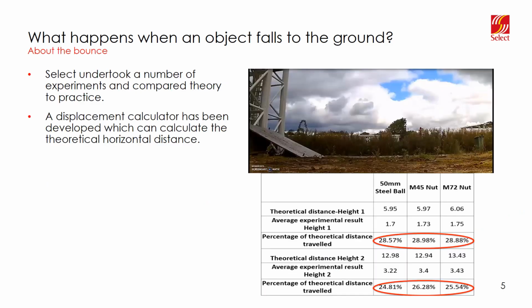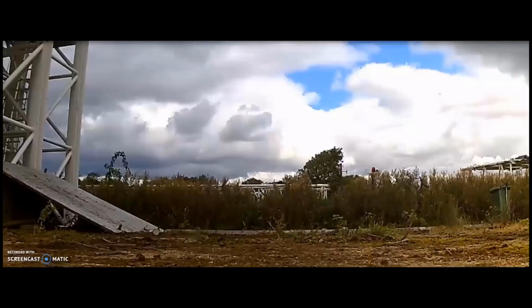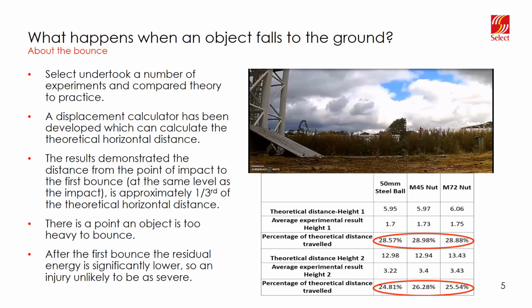We undertook a number of experiments to establish how practice compares to theory. We prepared a calculator to predict the length of the first bounce depending on the weight of the object, the starting height, and the angle and hardness of the impact surface. Here we see the experiment being done. The initial research showed that in practice an object goes about a third of the theoretical horizontal distance. This can be explained through energy losses from the impact and other factors such as surface area and air resistance.